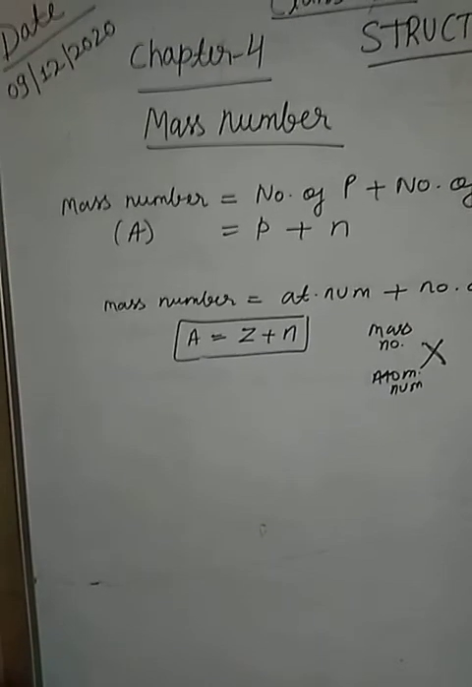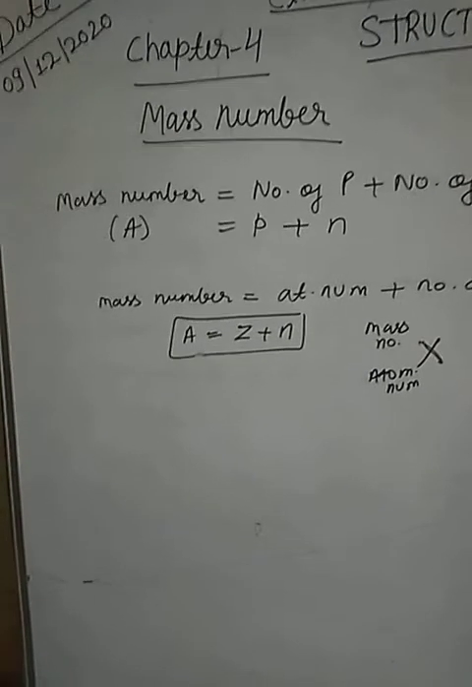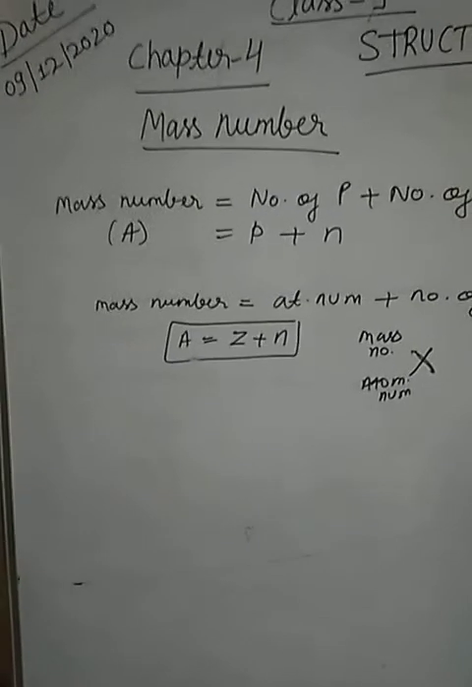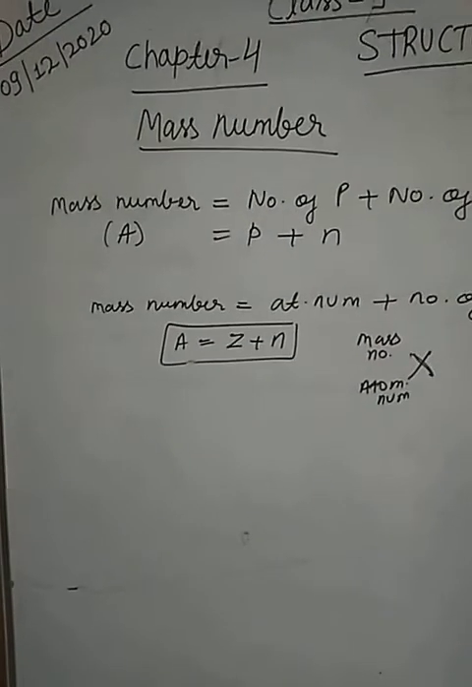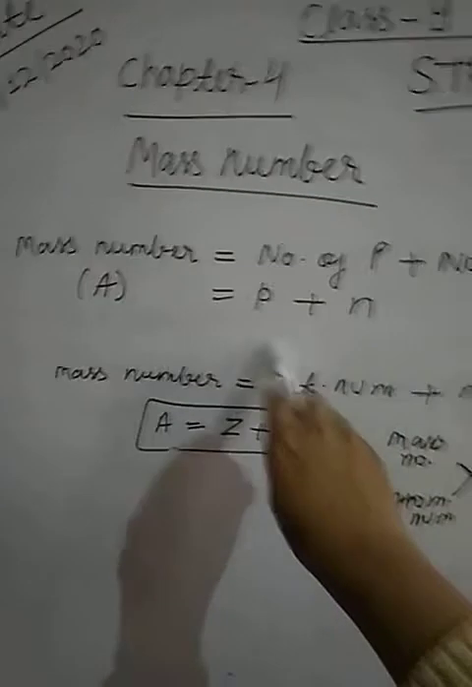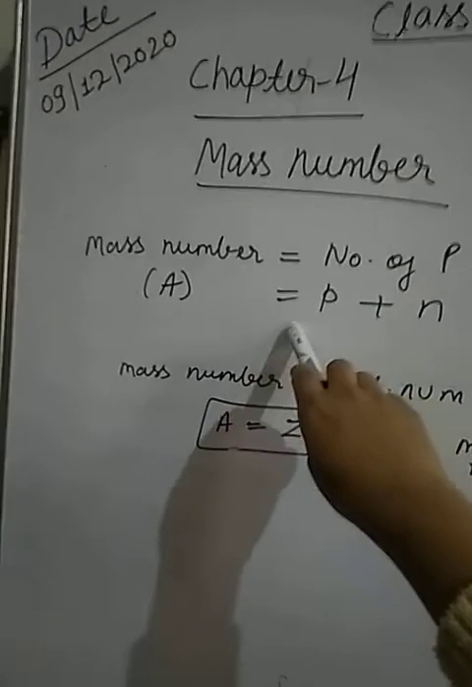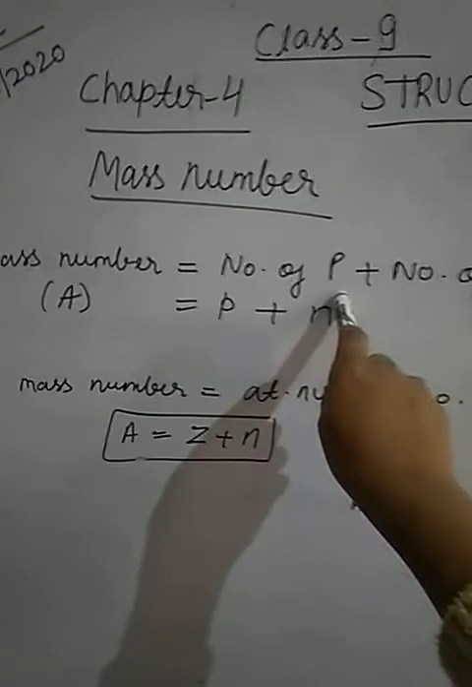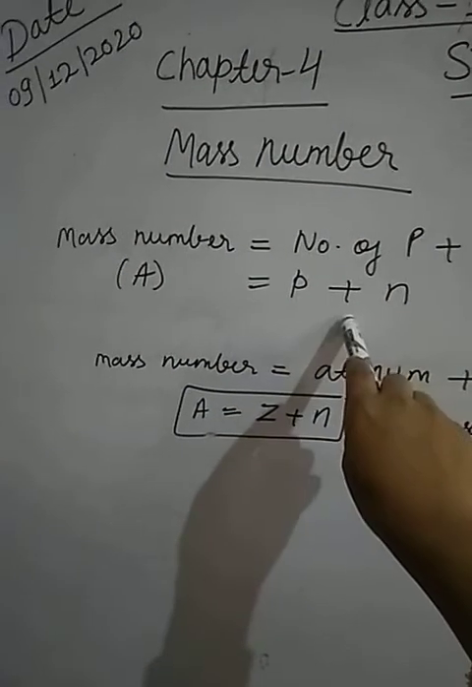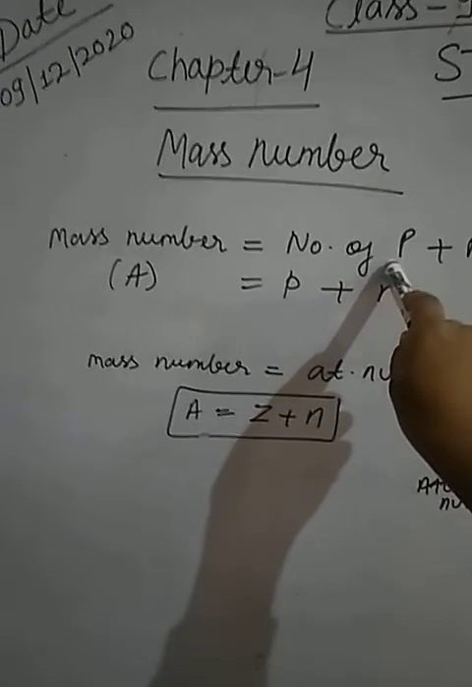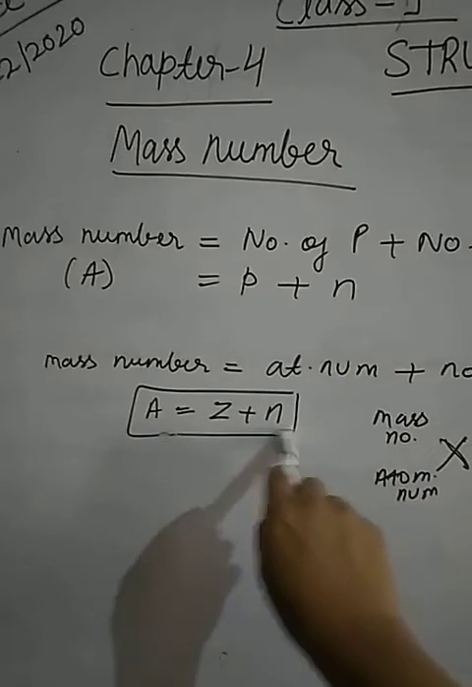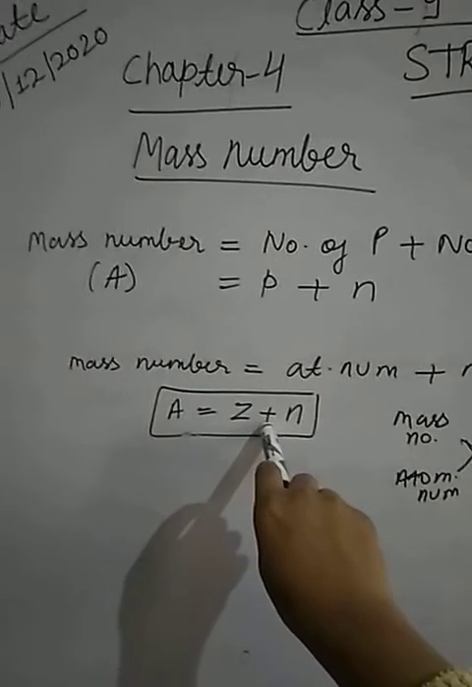The total number of protons and neutrons present in an atom of an element is known as its mass number, and mass number is also called atomic mass, and it is denoted by capital A. Mass number A is equal to the number of protons plus the number of neutrons, that is, A is equal to P plus N. And you all know that the number of protons is equal to the atomic number. So mass number can be represented as A is equal to Z plus N, where Z is the atomic number and N is the number of neutrons.